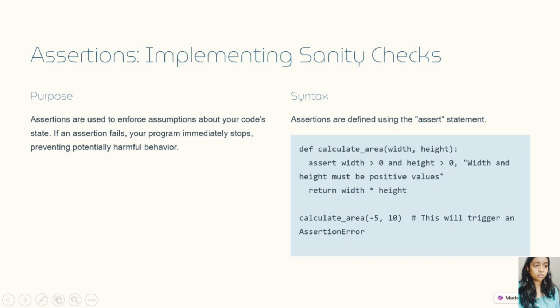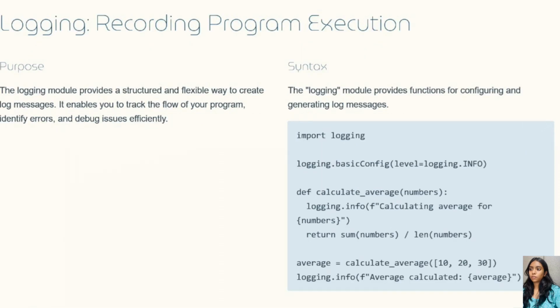def calculate_area(width, height): assert width > 0 and height > 0, "Width and height must be positive values." And again we return width * height. calculate_area(-5, 10). This will trigger an assertion error.